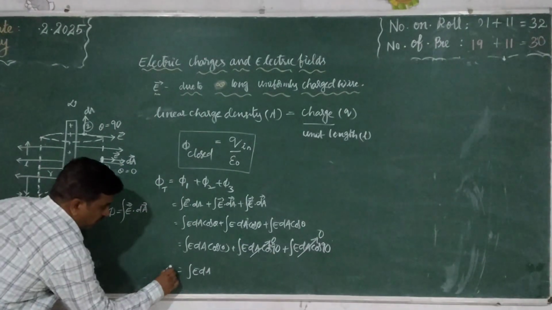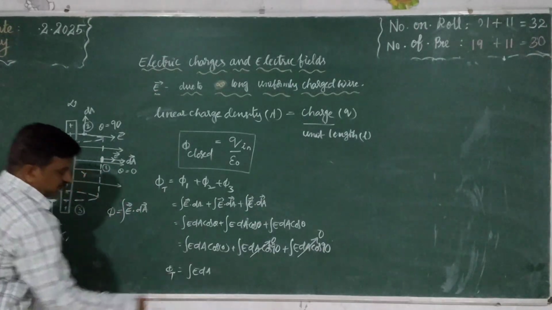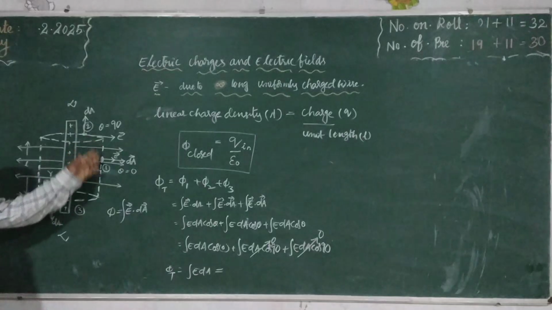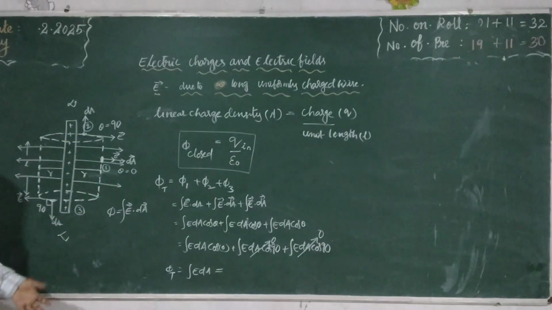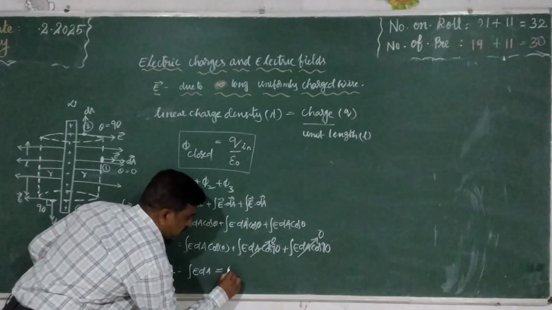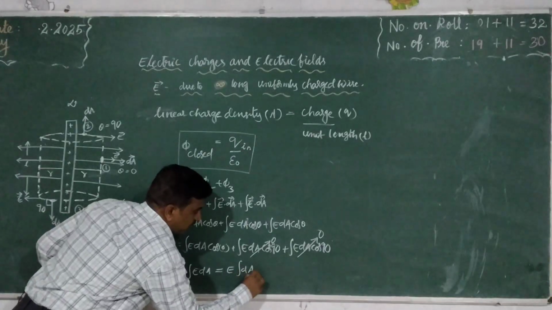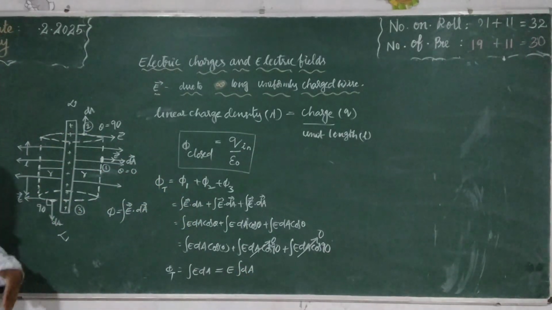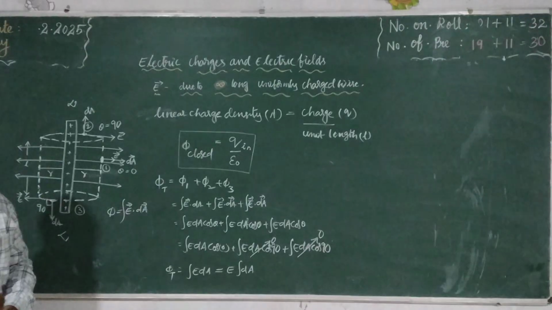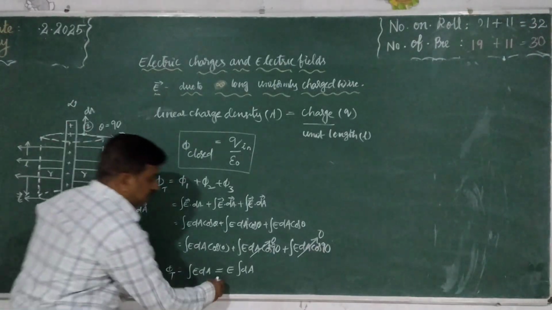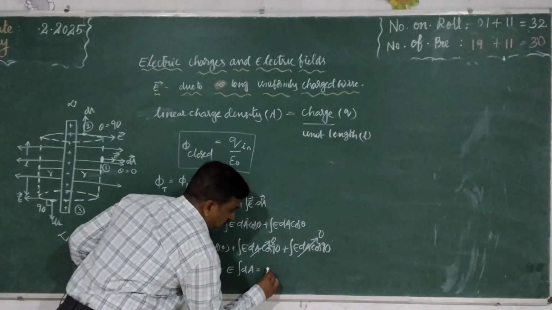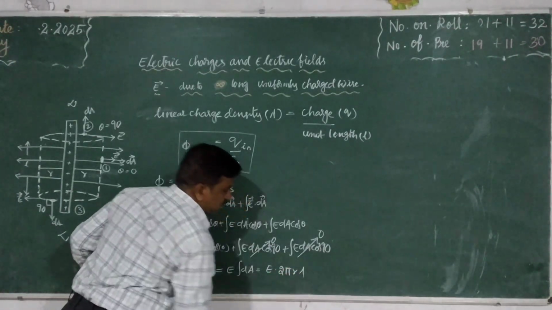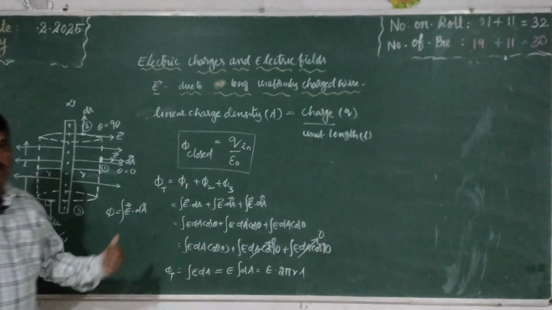So the total flux through the closed surface equals the integral of E dA. The electric field is the same at every point on the Gaussian surface, so it is constant. E outside, and then the integral of dA. The integral of dA for a cylindrical Gaussian surface is the surface area, 2 pi R L. So the flux is E into 2 pi R L.